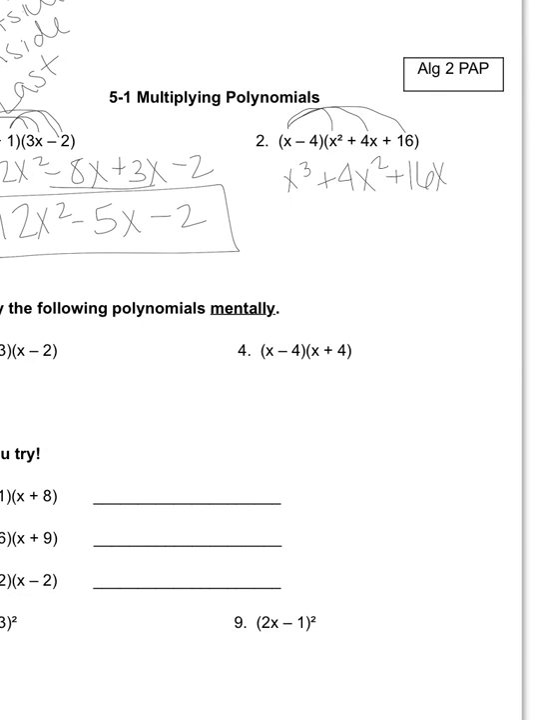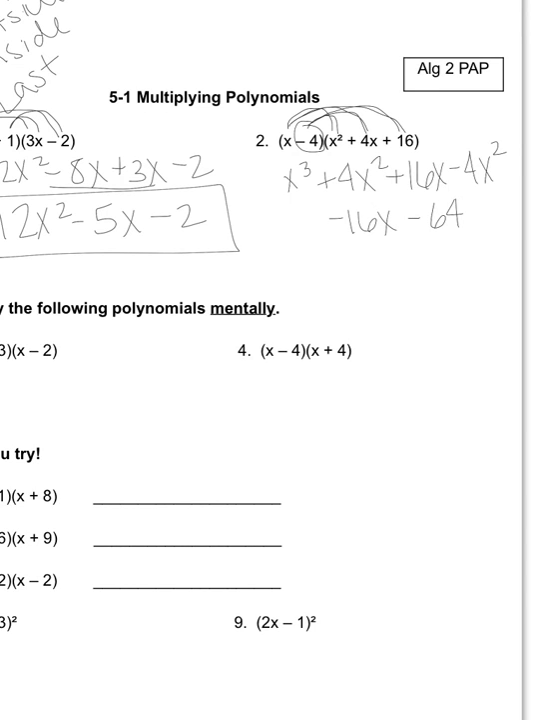Then we take x and we times it by 16, which would be 16x. And then we're going to take negative 4, and we're going to multiply it by everything. So that would be negative 4x squared. And then that would be negative 16x. And that would be negative 64.